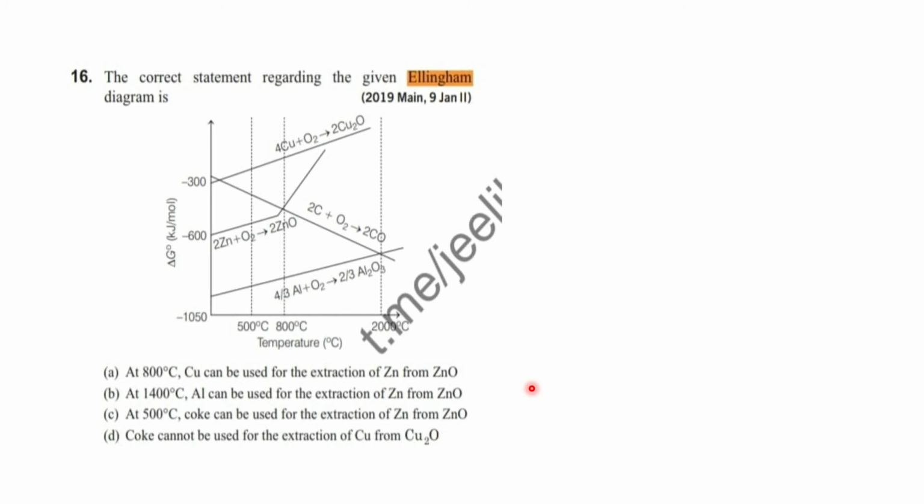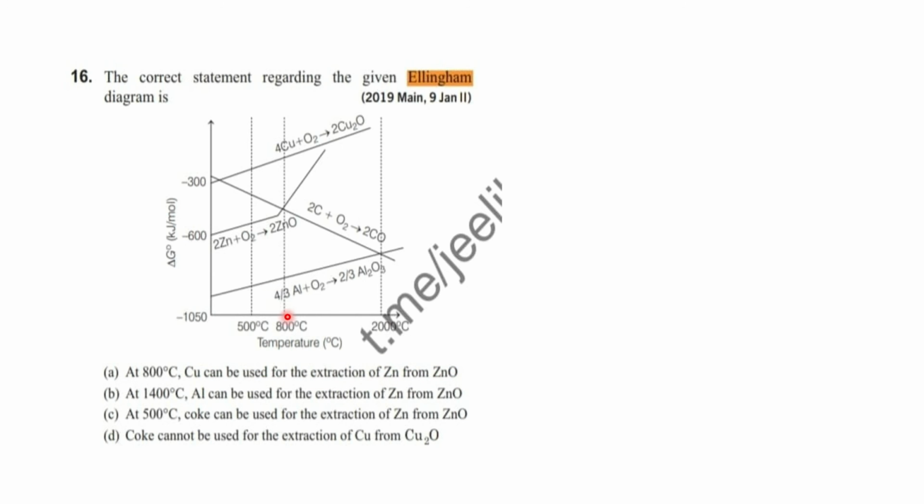Now let us take some examples. What are some of the examples? The correct statement regarding the given Ellingham diagram. This question was asked in the 2019 JEE Mains examination, right? So this is the plot and these are the options. At 1800 degrees centigrade, copper can be used for the extraction of zinc from zinc oxide.